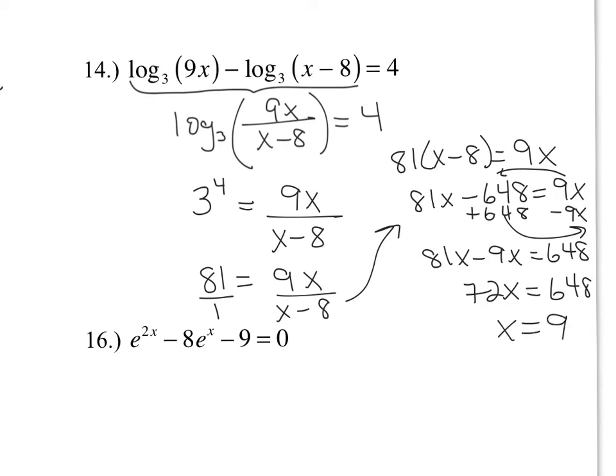And just to double check that it's not extraneous, plug the 9 back into the original problem. 9 times 9, that's perfect. That's not 0 or negative. And then 9 minus 8 is okay too. That's just a 1, which is just fine. You can't have negative or 0 where they are extraneous.